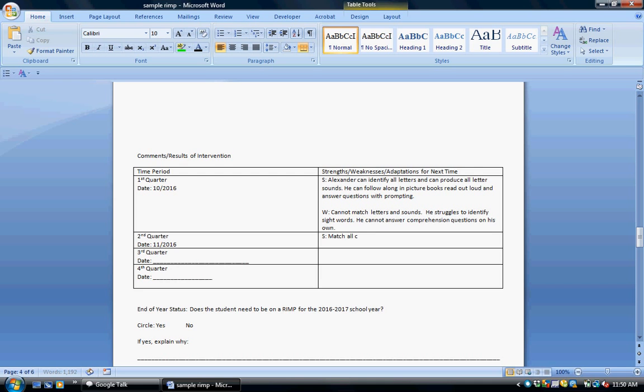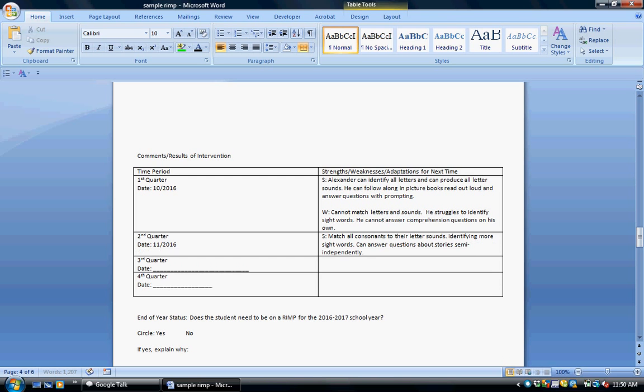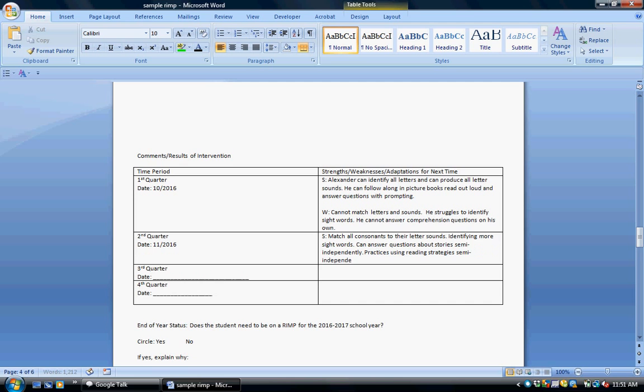You can match all consonants to their letter sounds, identifying more sight words. Can answer questions about stories semi-independently. Practice using reading strategies semi-independently.